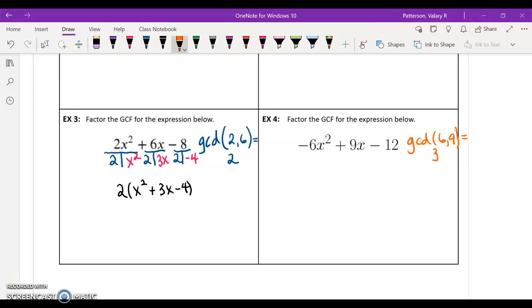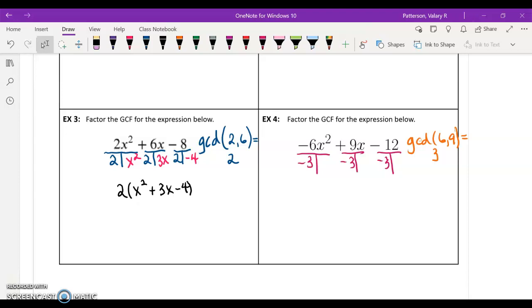Can I factor out an x? No. How do we know that we can't? All of them have to have at least one x, so the negative 12 doesn't. So I'm going to factor out a negative 3 because, remember, our leading coefficient is negative, so we need to do this. Yes, so we're dividing by negative 3.